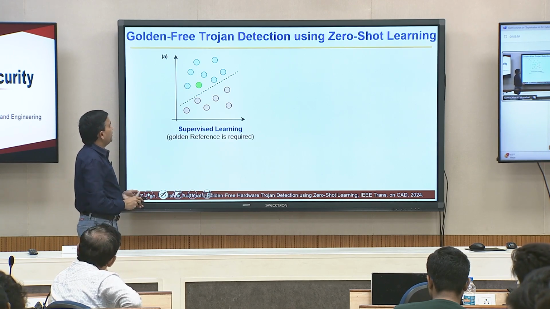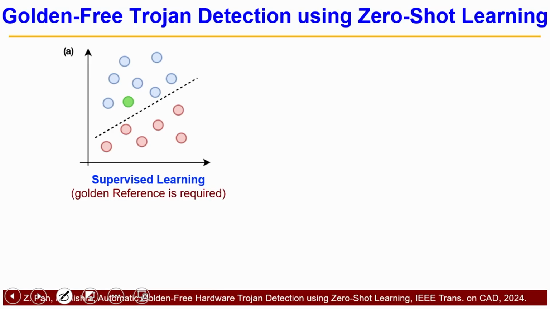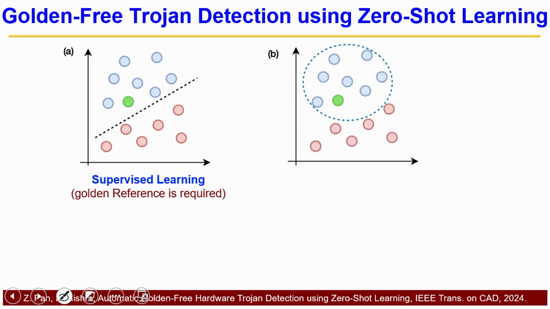Before that, if you recall, we talked about supervised learning. In supervised learning, you provide test cases, you provide labels during training time, machine learning builds a separator, then you give a design which may or may not have Trojan, and you are asking is it Trojan infected or is it clean. So, it is able to detect, that is supervised.